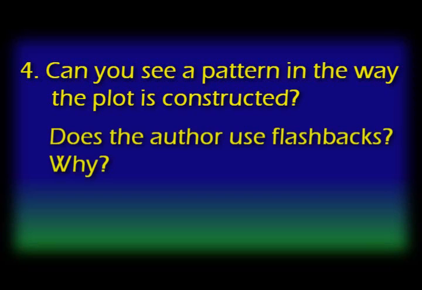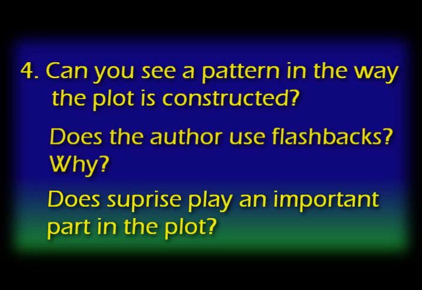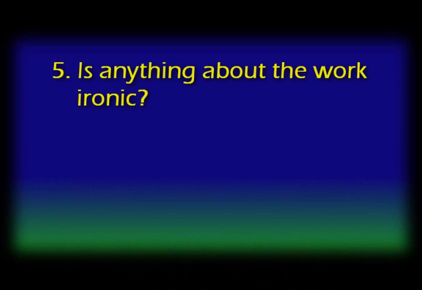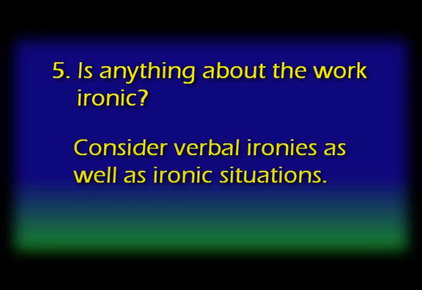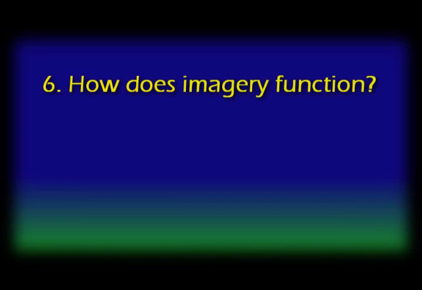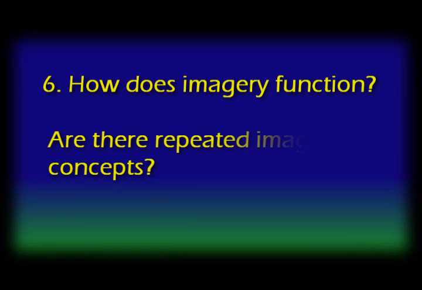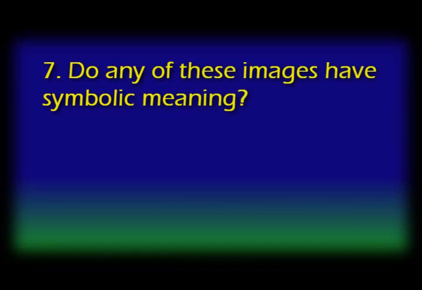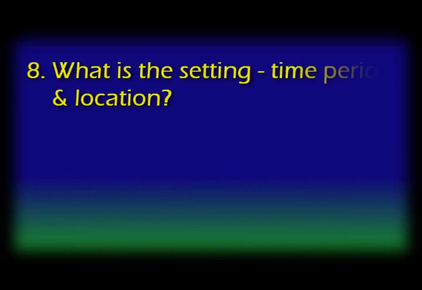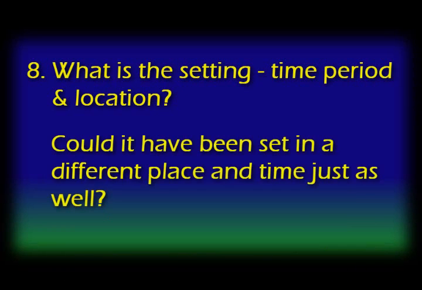Does the author use flashbacks? And if so, why? Does surprise play an important role in the plot? Is anything about the work ironic? Consider verbal ironies as well as ironic situations. How does imagery function? Are there repeated images or concepts? Do any of these images have symbolic meaning? What is the setting, the time period, and the location? Could it have been set in a different place and time just as well?